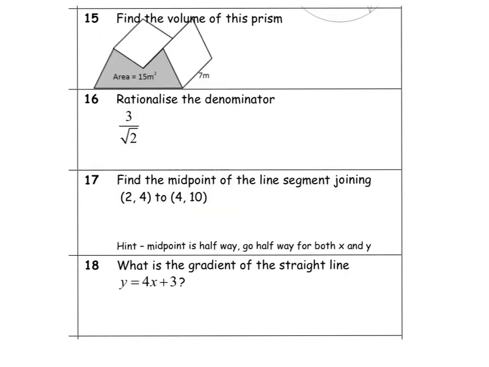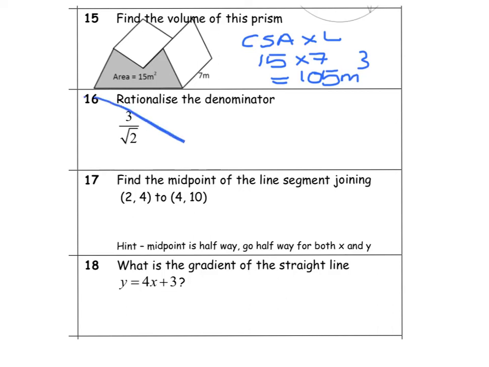Question 15, cross-sectional area times length is the volume of a prism. So in that case, that's 15 times 7, 105 metres cubed. Rationalise the denominator. We can ignore this question.